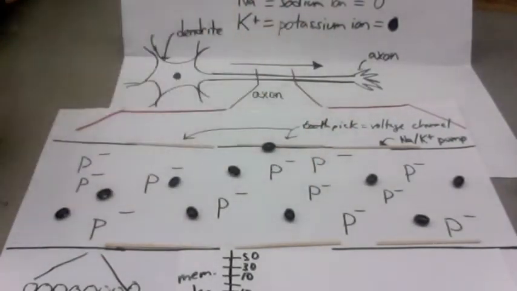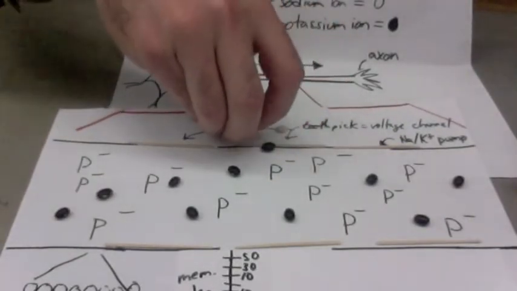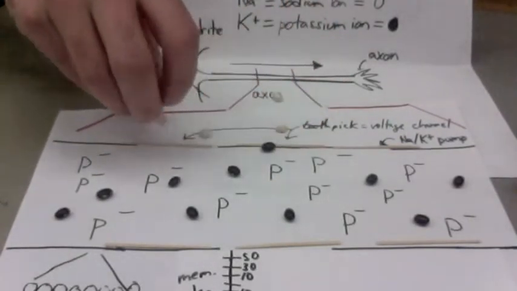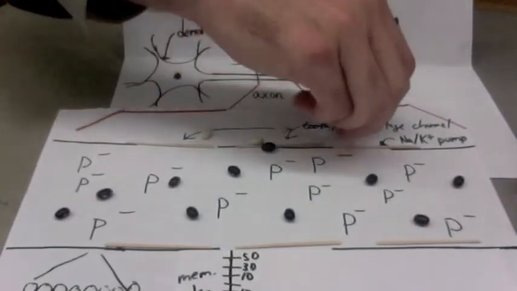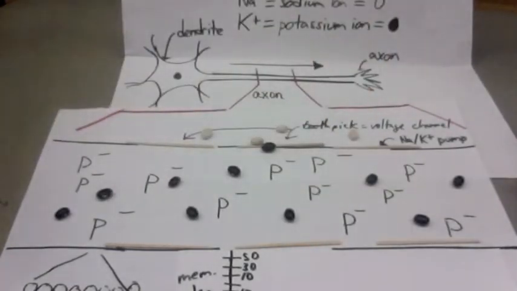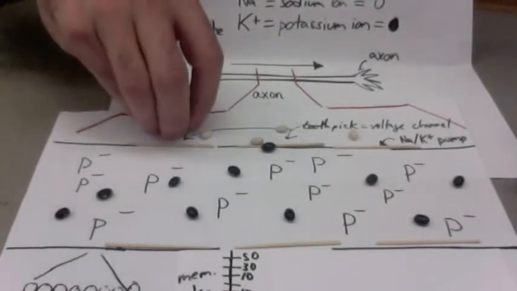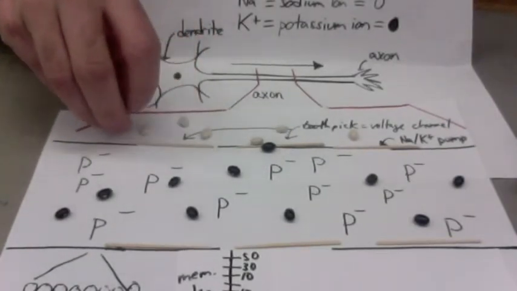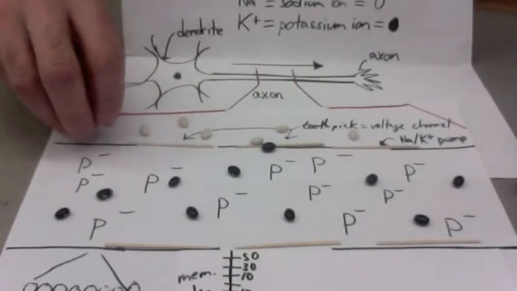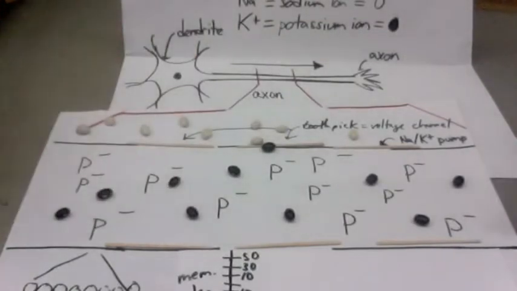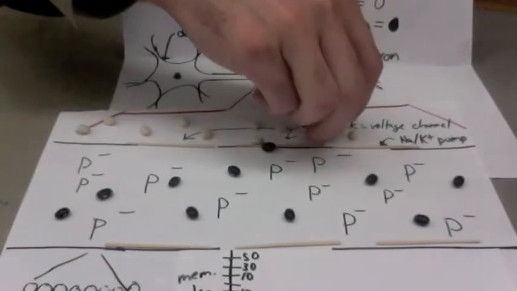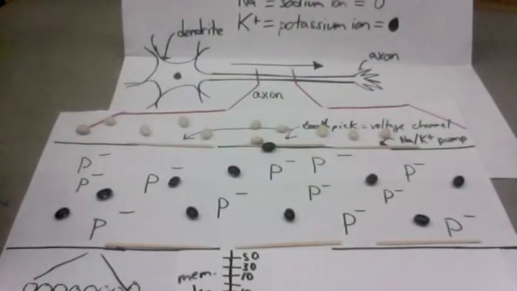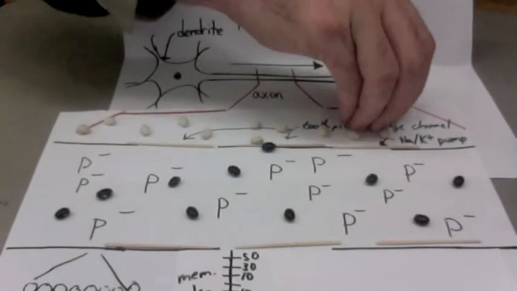Also, just outside of the axon, there are a large number of positively charged sodium ions that I'll be representing with these white-colored beans. Again, it's a three-dimensional construct in the real world, so that would be entirely encompassing the neuron, but I'm just going to represent this dimension for the sake of our review. So I'll just put quite a few in here so that we have them.